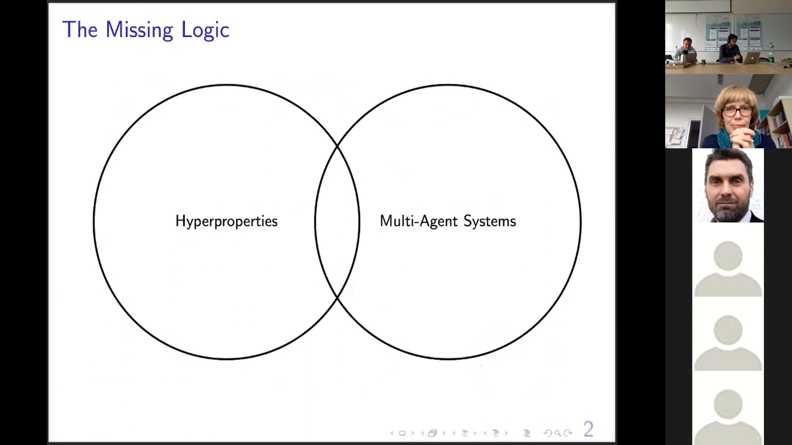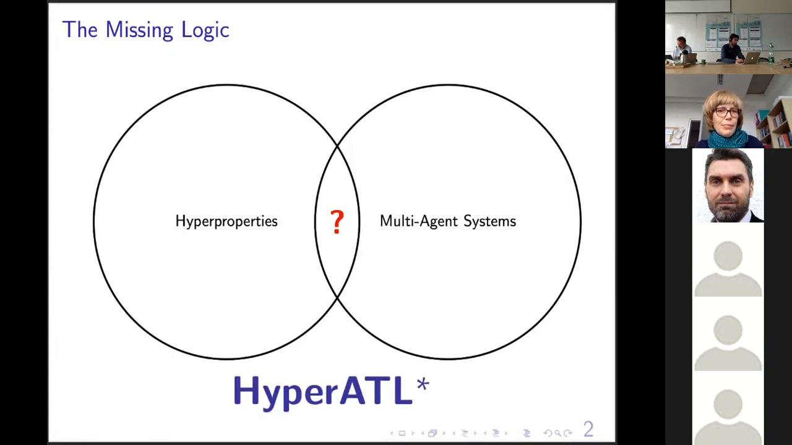Now, ideally, we would like to reason about hyperproperties in multi-agent systems. But unfortunately, none of the existing hyperlogics allow us to express meaningful hyperproperties for such systems. And this is where our work comes in. What we do is we propose a new logic called hyper-ATL star that does just that. It allows us to express hyperproperties on the strategic behavior in multi-agent systems.